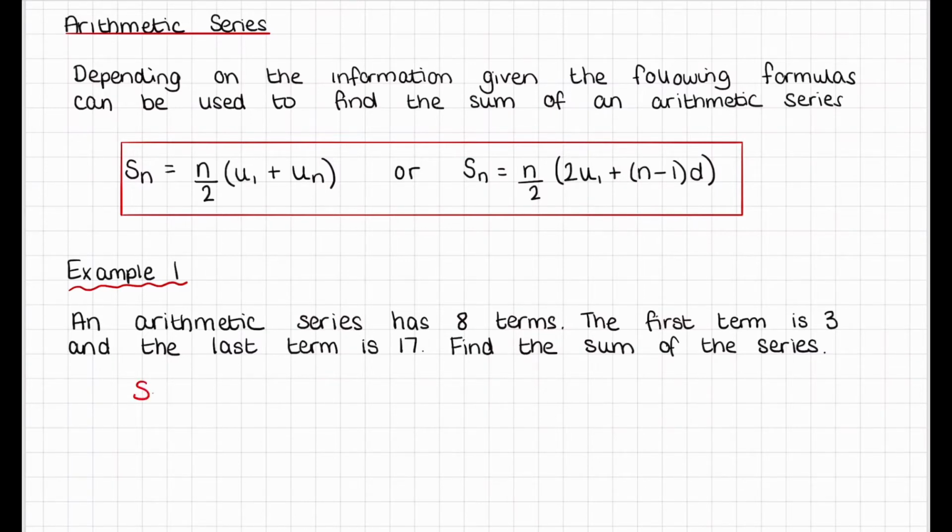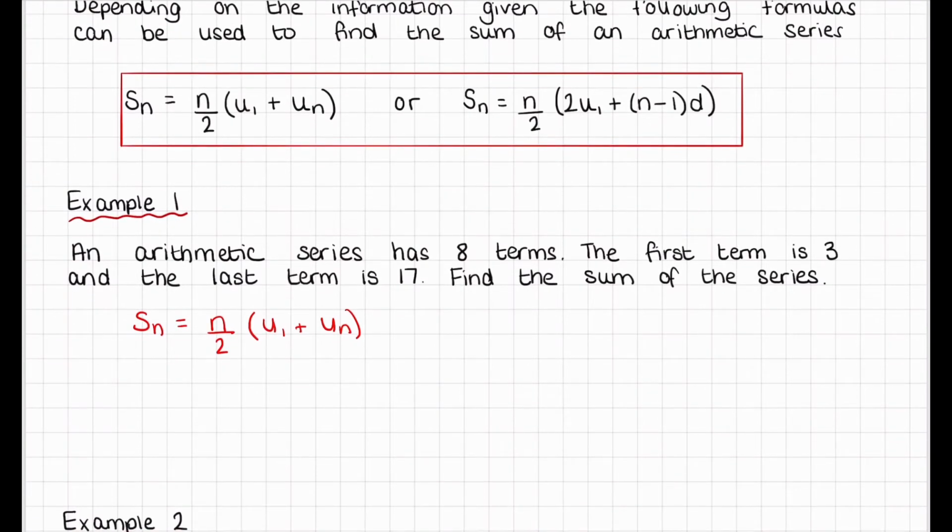So we will use Sn equals n over 2 multiplied by u1 plus un. Now find the sum of the series. This series has 8 terms, so we're trying to find S8, where n is how many terms we've got. That'll be 8 over 2 multiplied by the first term, which is 3, plus the last term, which is 17. So the 8th term is 17. And then you just work that out. That'll be 20 times 4, which is 80.